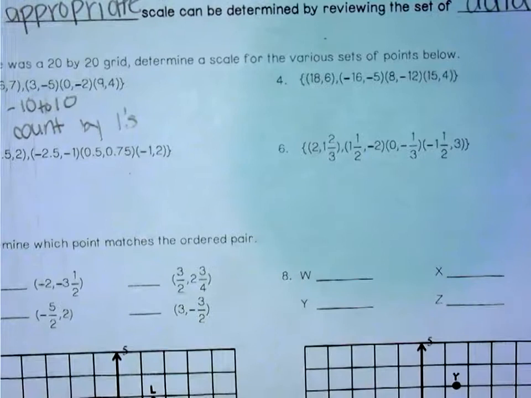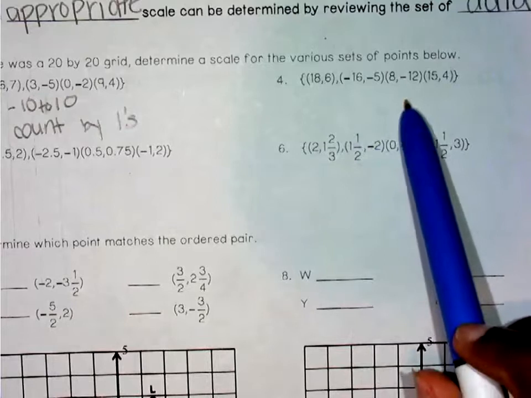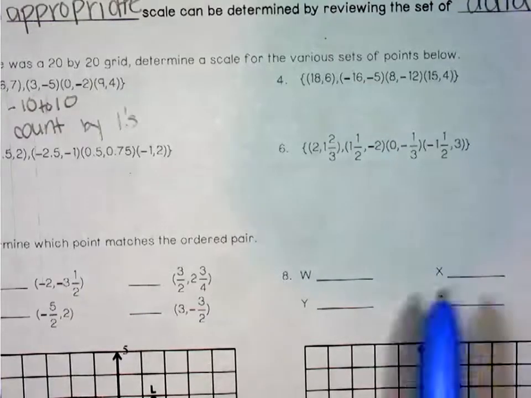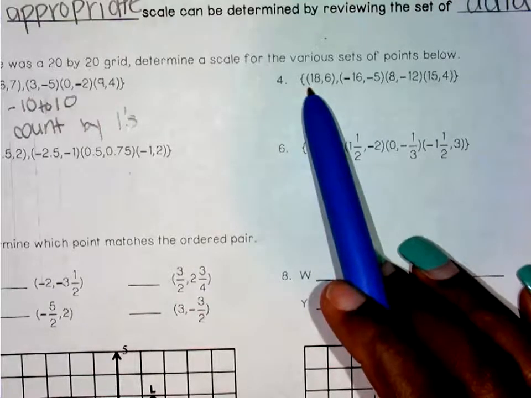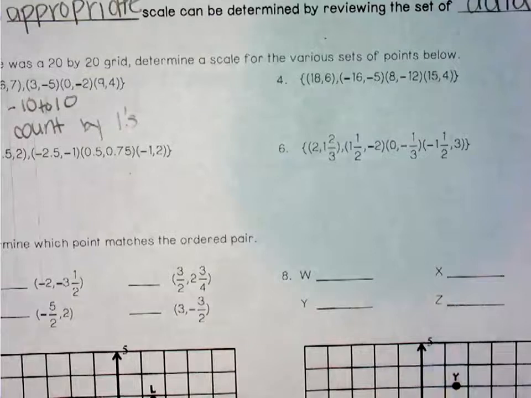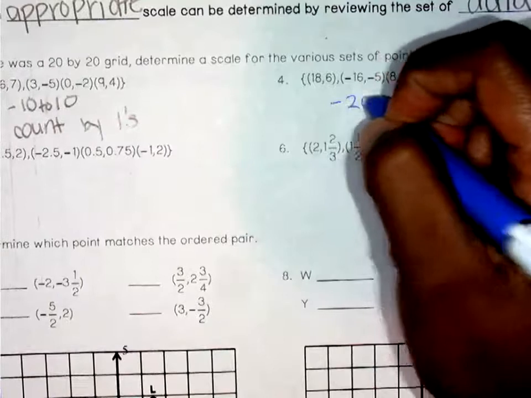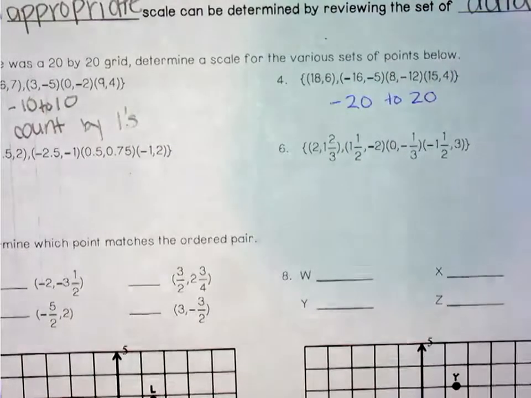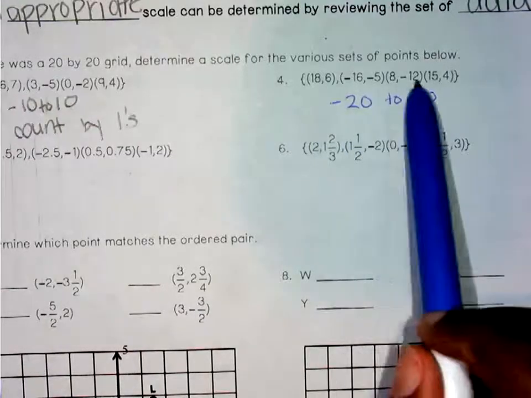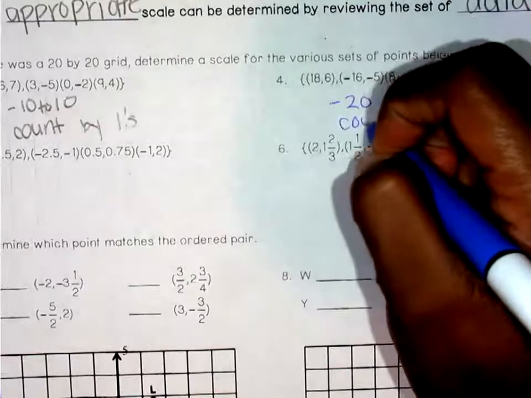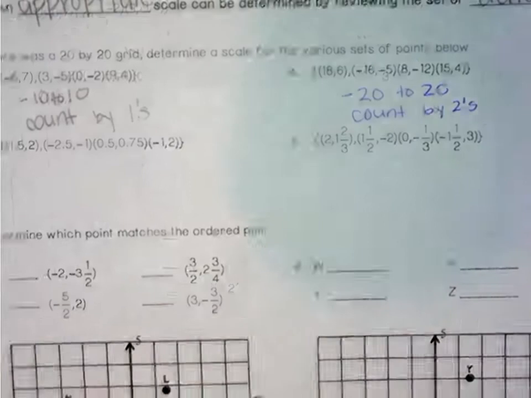You have 18 and 6, -16, -5, 8, and -12, and 15 and 4. So I'm thinking about this scale: the largest number is 18, so you need to at least have the number line go to 18. 20 is a close number, and remember, it's only a 20 by 20, so you can go -20 to 20. Looking at it, we have a lot of even numbers, so I'm going to say count by twos. Okay?